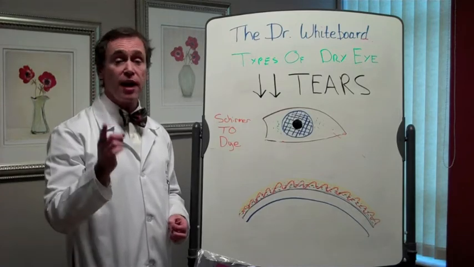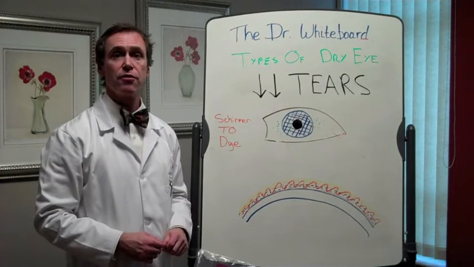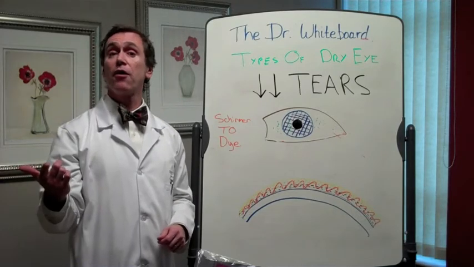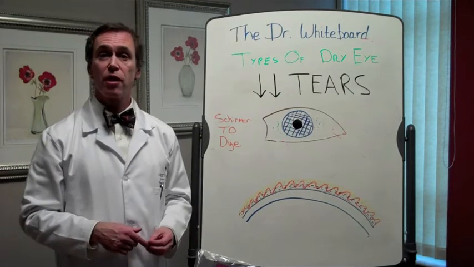So the first and actually most common type of dry eye is, I don't make enough tears. We'll talk about some of the others as time goes on. But for now, we're talking about the types of tears.